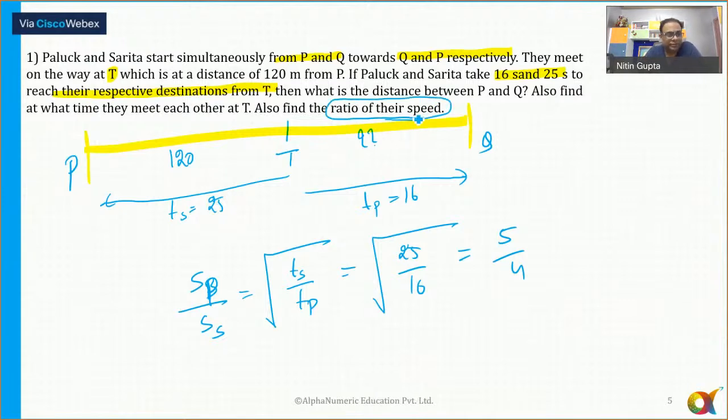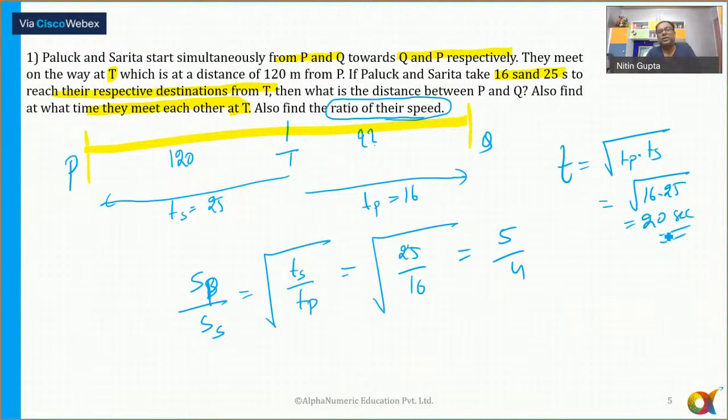That we have calculated already. Now, since we have calculated the ratio of the speed, the other question was to find out at what time they meet each other at T. So what is the time taken by them to meet each other at T? T is equal to square root of time taken by Palak into time taken by Sarita. That is simply square root of 16 into 25, which is equal to 20. So time taken by them to meet each other is 20 seconds. All right. So this is the second thing which you have to find out.